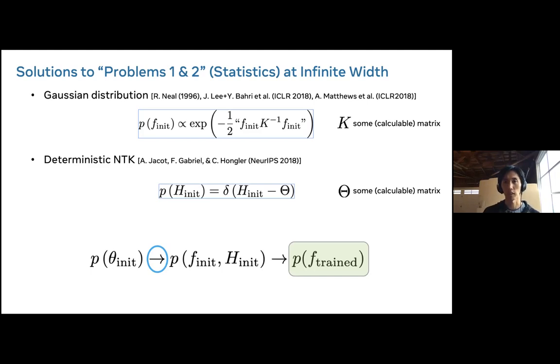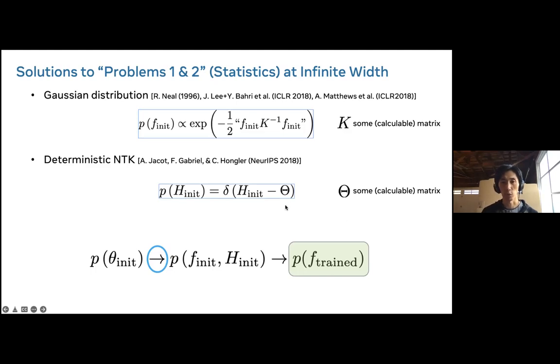But at the end of the day, you basically get this Gaussian distribution, and a Gaussian distribution is specified by its covariance, and this is K, which is sometimes called the Gaussian process kernel, or just the kernel. This is some calculable matrix, and actually there's a recursion equation that specifies this K. Further, you can ask what happens for the NTK, and the distribution is even simpler. The distribution simpler than Gaussian is the Dirac delta function. So you get a Dirac delta of the NTK at initialization minus theta, where theta is a calculable matrix.